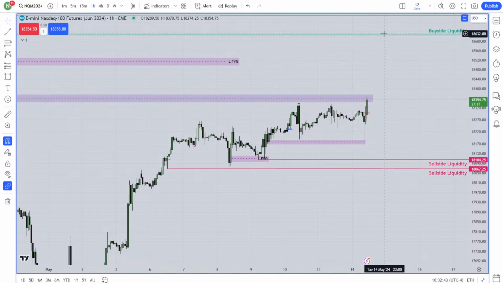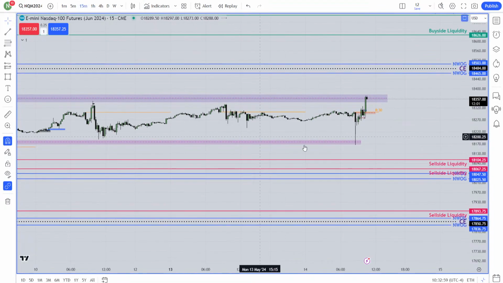Market can go for the buy side liquidity. I can be absolutely wrong. So don't take it as a direction for CPI news. I'm just explaining my expectation. Market will go for that sell side liquidity. That's my expectation.